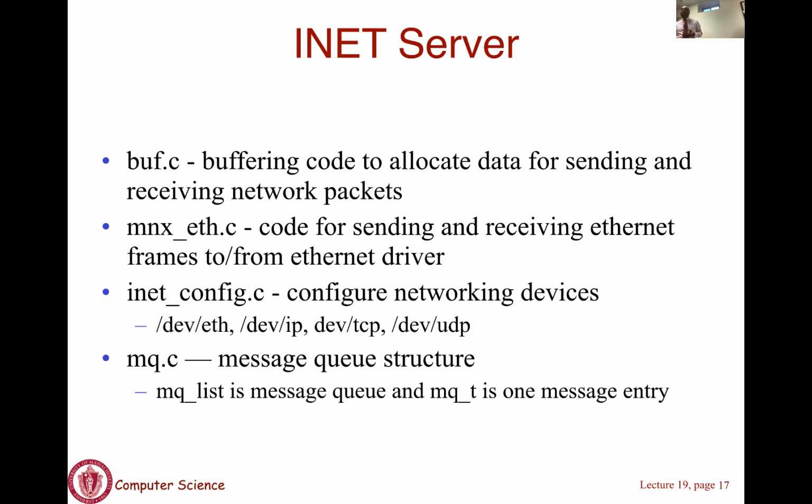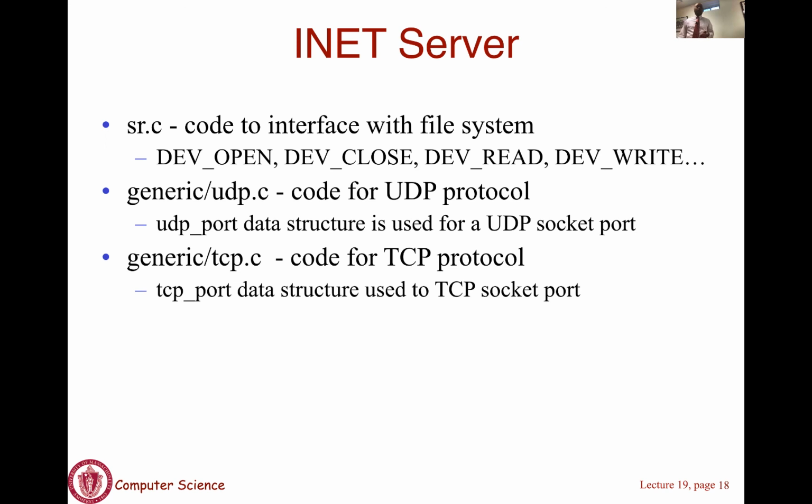Okay. The MQ.c is the message queue structure. That's essentially a network packet that we are going to create, and you have a list of packets that is tracked by the MQ list data structure, and MQ type is one message entry, which is essentially a network packet that we are going to use for communication. Okay. Now, the interfacing with the file system and the VFS layer is all done through one file, which is sr.c. Here you will see that calls such as dev open, dev close, dev read, and dev write that I talked about earlier are actually implemented.